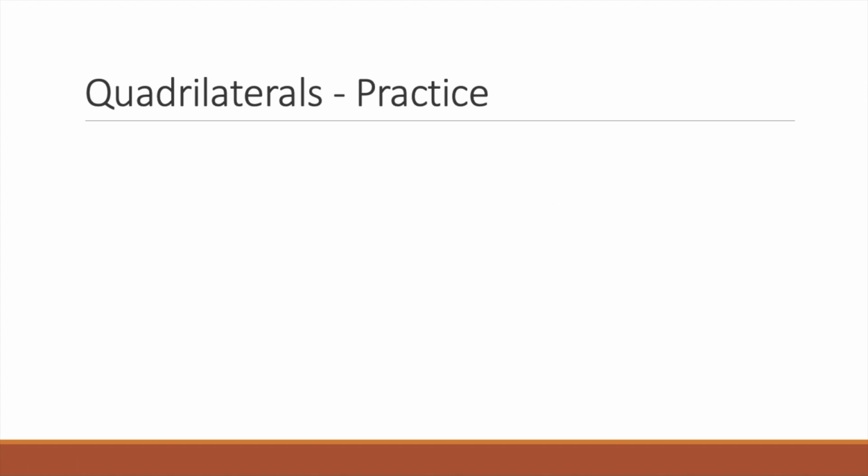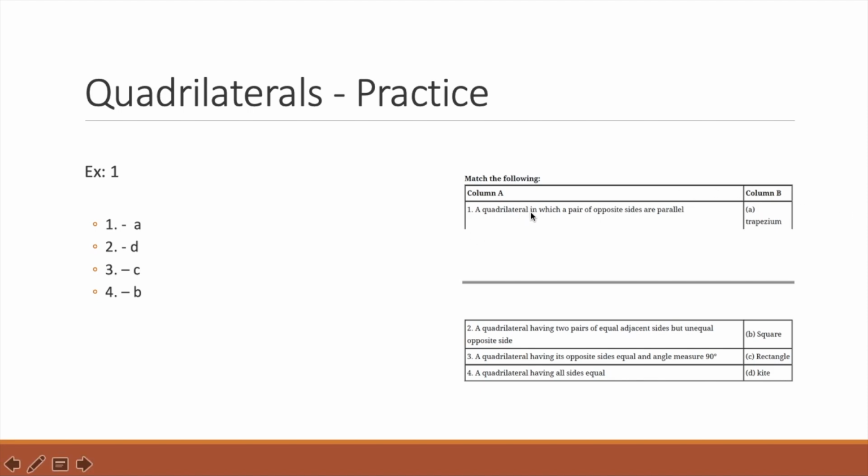Now more examples. Here we're just matching, revising more of what we have studied so far. A quadrilateral in which a pair of opposite sides are parallel. Which one from here? Here we are seeing it is A. Quadrilateral in which only a single pair of opposite sides are parallel, that is trapezium. Trapezium is a shape we didn't discuss here, maybe we'll discuss in following chapters. In a trapezium you have only two sides parallel and the other two are not parallel.